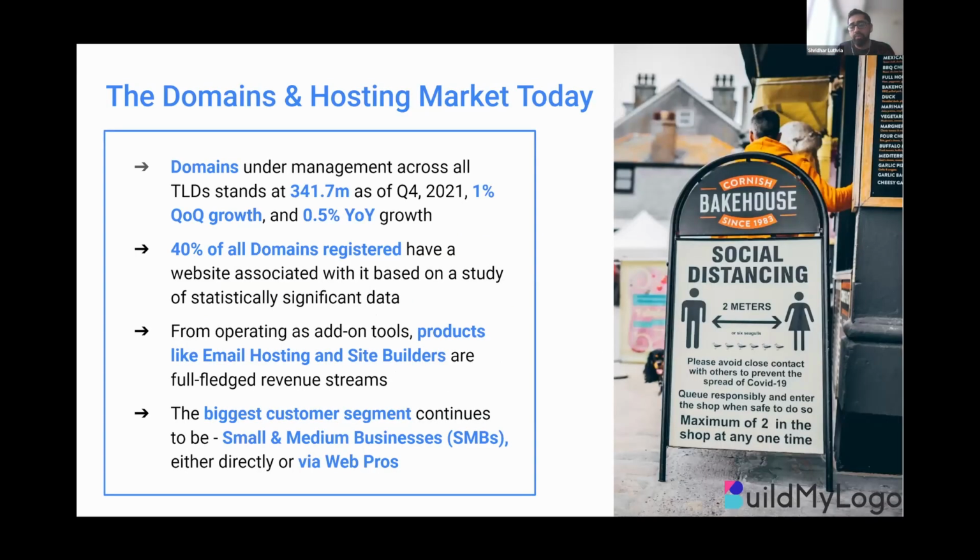If you look at the domains and hosting market today, the first stat is from a VeriSign industry brief, which states that there are 341.7 million domains across all TLDs as of Q4 2021, with a 1% quarter-on-quarter growth and a 0.5% year-on-year growth. That's the way domains as a whole have been growing. Through research that I have done personally and with my teams, we believe that 40% of all domains are actually hosted or have websites today.